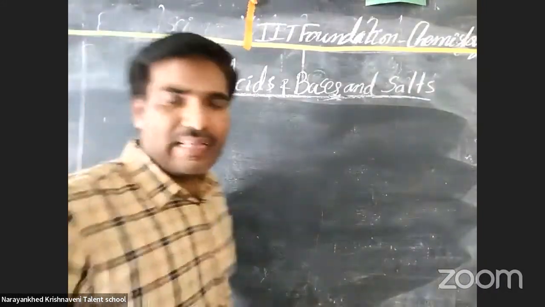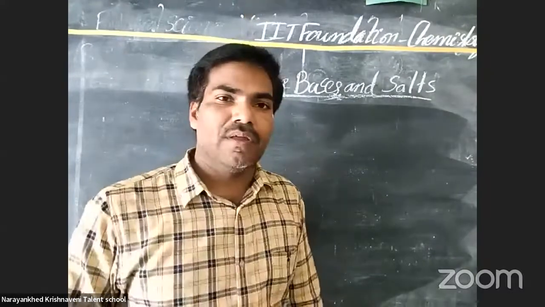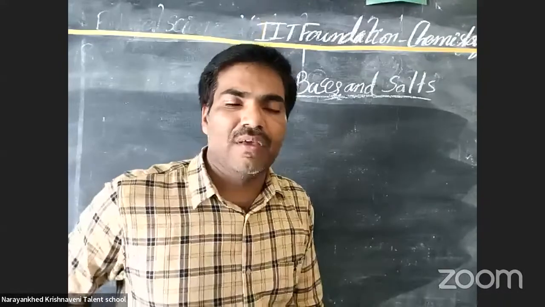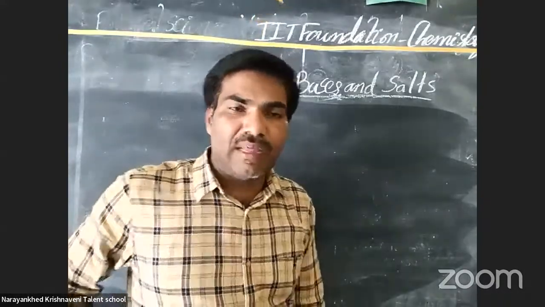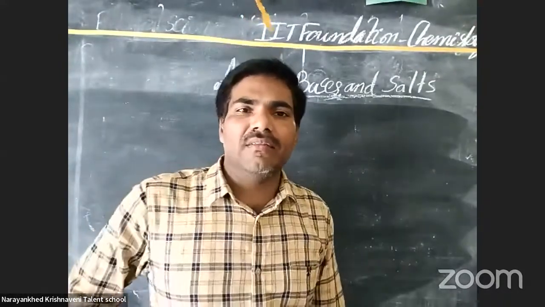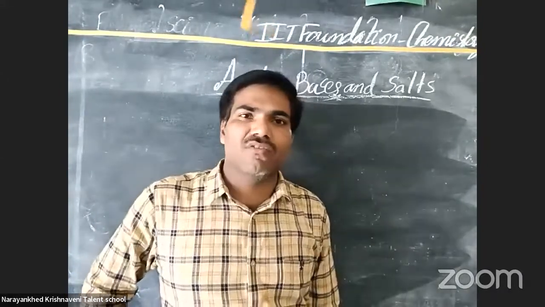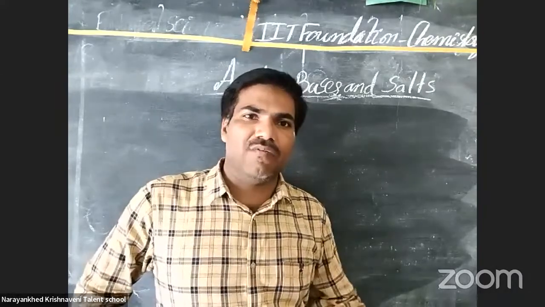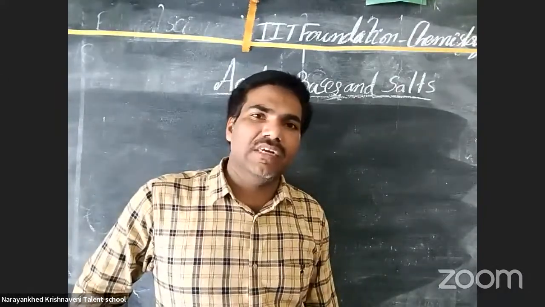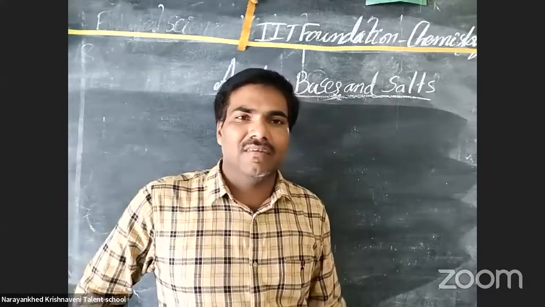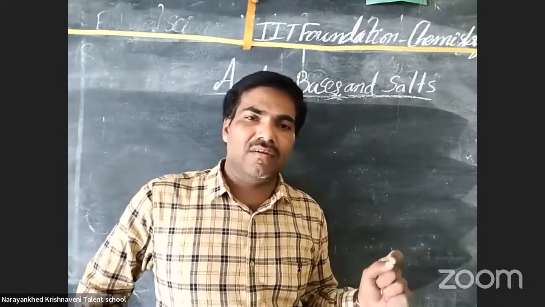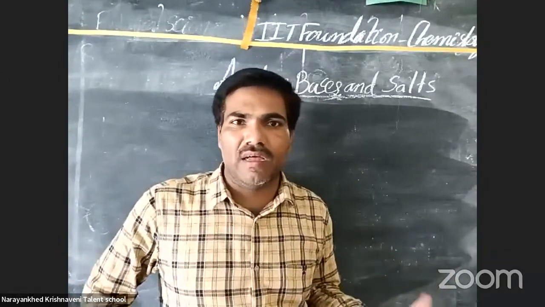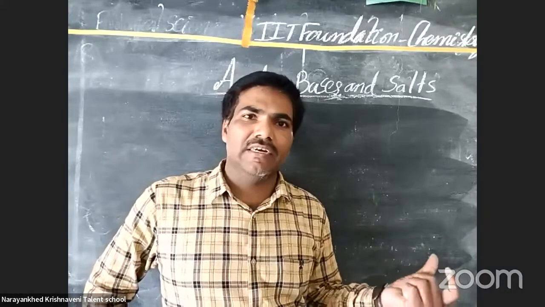And in the last class we did the experiment also. We have so many indicators; phenolphthalein solution is one, and methyl orange is one. The methyl orange and the phenolphthalein solutions change color for acidic and basic nature. Whatever acid it is, methyl orange converts it into red color.